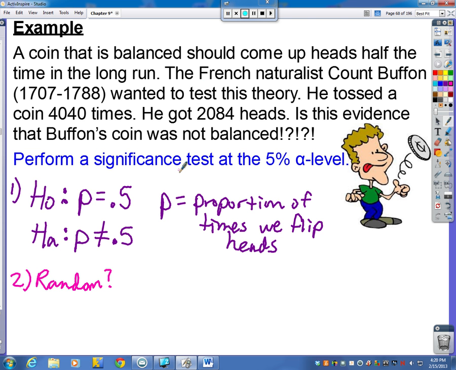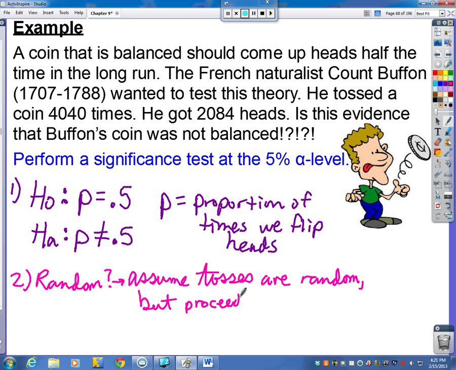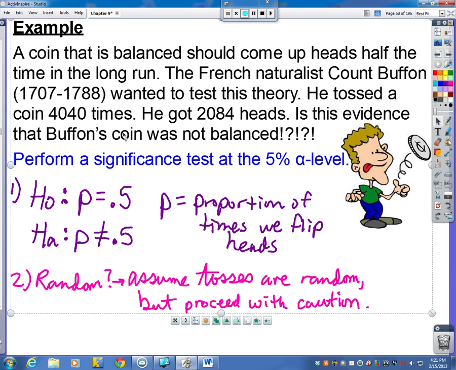Well, can we really call flipping a coin random? As long as he was flipping it and he wasn't just trying to prove a point, trying to get a head or trying to get a tail, this is going to be one of those cases where we will say assume tosses are random, but proceed with caution. So we're going to go ahead and do it because he probably didn't flip these coins in such a way that would produce a biased result, and then we would stop at that point. So we'll just assume that he was really being legit in how he was flipping the coin over 4,000 times.